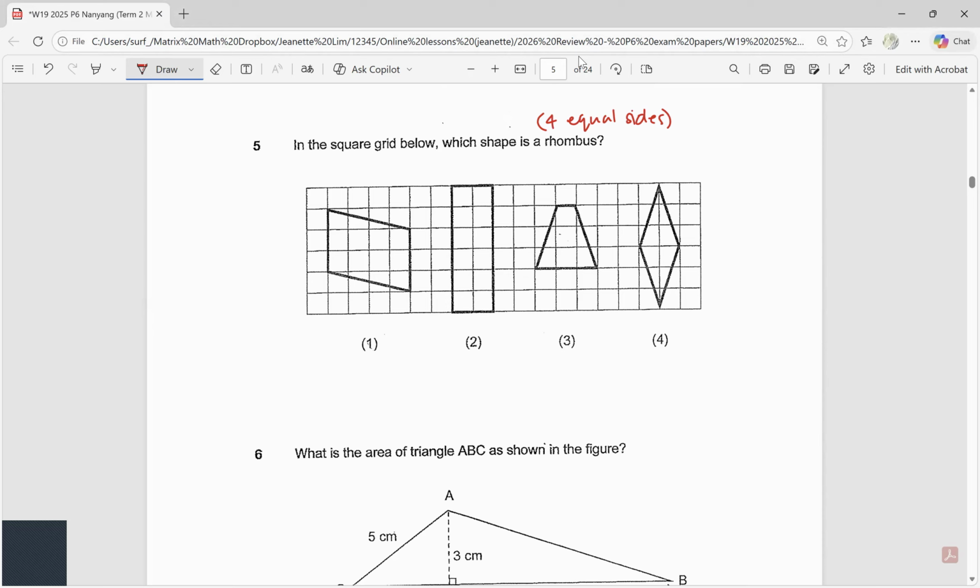So with that, 3 is out. 3 is not a rhombus. 2 is also out. So between 1 and 4, for 1, are the sides the same? No, they're not equal. This one here, the diagonal, is longer than this straight line. Okay, this diagonal is definitely more than 3 units, while this side here is 3 units only. For 4, you have 4 equal sides and 2 pairs of parallel lines. So answer is 4.